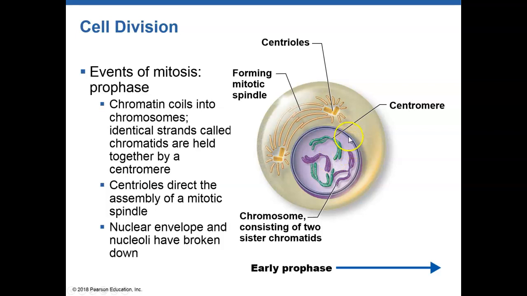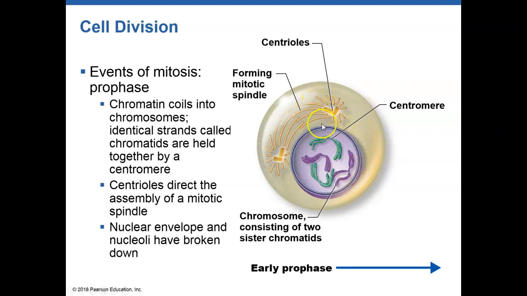You're going to have the nuclear envelope start to break down. The chromatin, which is the uncoiled form, will coil up into the chromosomes, and sister chromatids will attach together. So each sister chromatid consists of one strand of DNA, or the identical strand of DNA. Remember, your DNA replicated, so you have two identical strands. They connect at a region called the centromere. So that's this region right here, or here on this one, okay?